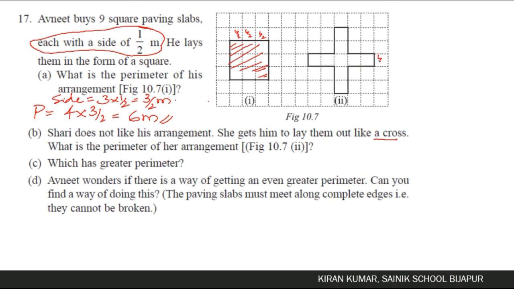Here it's 1/2. From here to here, it is 1/2 plus 1/2. This is 1/2. So 1/2 plus 1 plus 1 plus 1/2 plus 1. So let me write that. Perimeter will be 0.5 plus 1 plus 1 plus 0.5 plus 1 plus 1 plus 0.5 plus 1 plus 1, and the total you will get it as 10 meters.